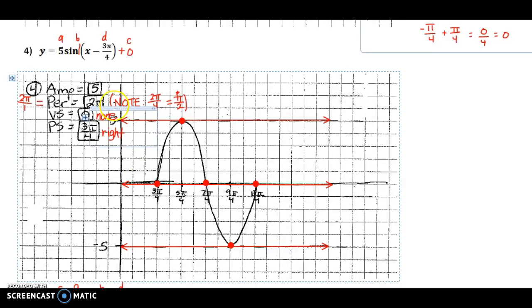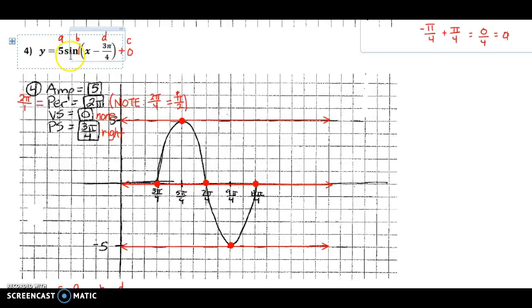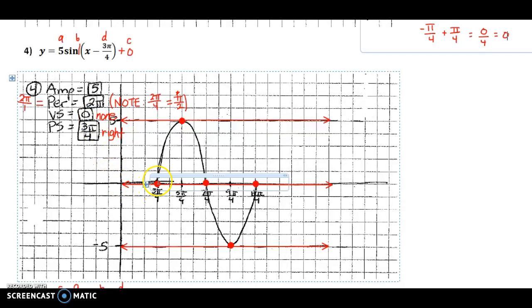Now this is a sine graph. All sine graphs will start on the midline. It's just a matter of, do I go up from there or do I go down from there? So I started at 3 pi over 4 because of my shift to the right 3 pi over 4. And I knew I was going to have to go up from there because it's a positive sine graph. So I knew I was going to go up to the peak, back to the midline, down to the valley, and then back to the midline.